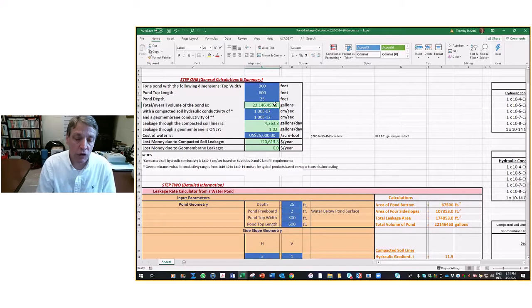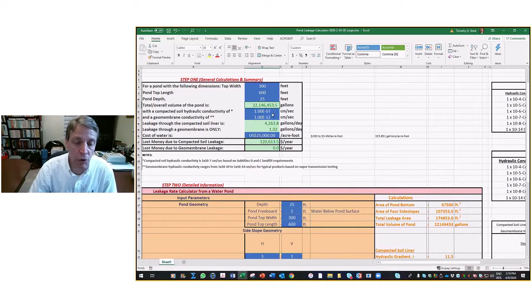So this calculator uses imperial or English units. There's a corresponding calculator that uses metric units. These calculators are available on the Fabricated Geomembrane website at fabricatedgeomembrane.com. Across the top of the website is a menu. All the way to the right is a pull-down menu called Resources. And the fourth and fifth items on that pull-down menu are the pond leakage calculator and the panel weight calculator, which operates the same as this pond leakage calculator.